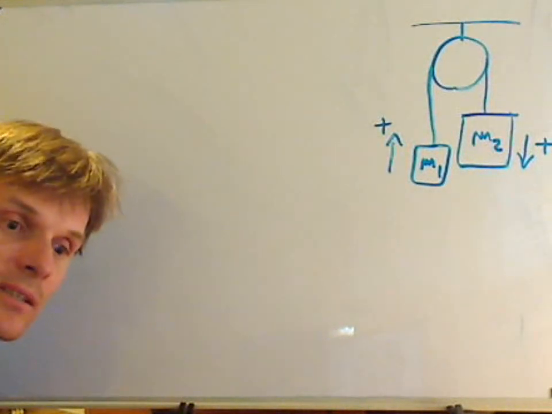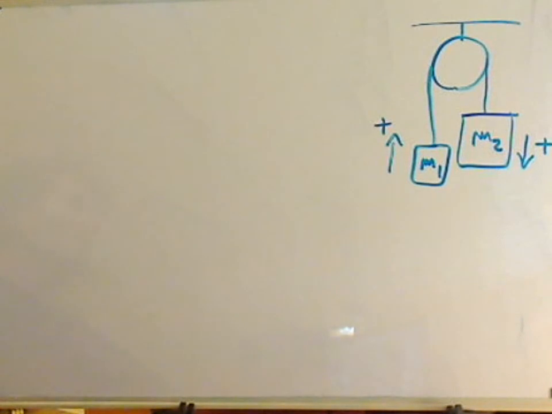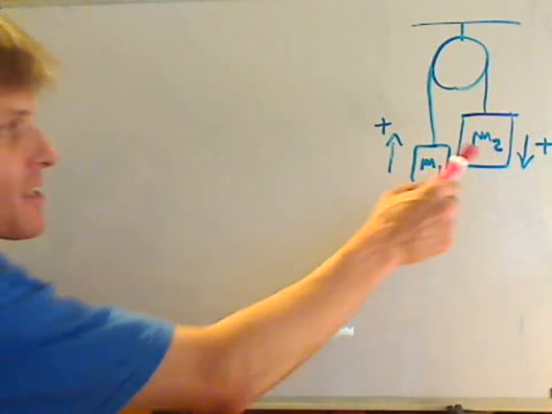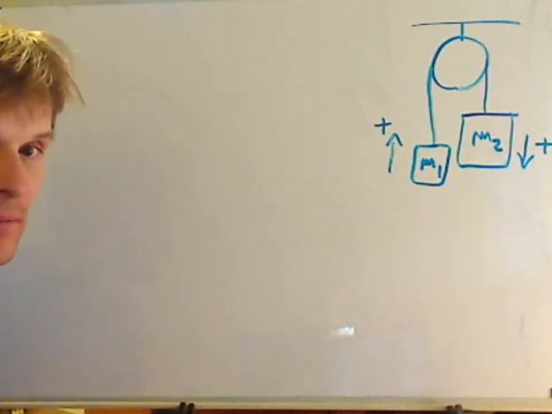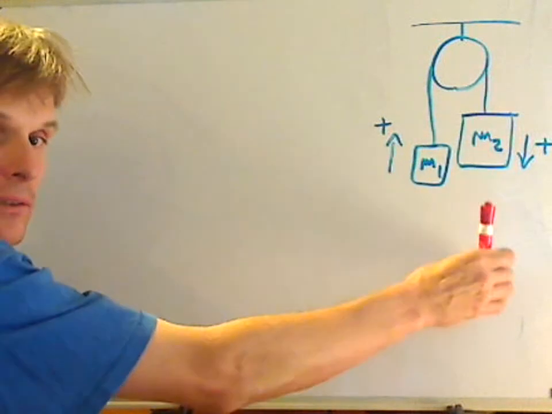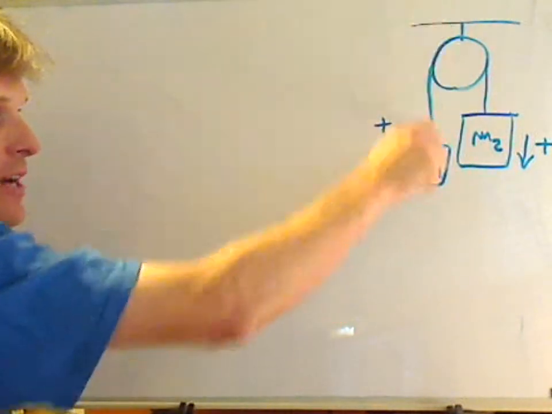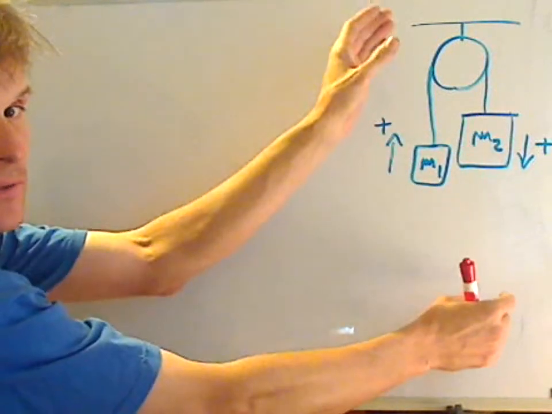Okay, so let's work this Atwood machine problem here. Basically we have a mass of 3 kilograms and a mass of 1 kilogram. So we know what's going to happen. M2 is going to fall down and M1 is going to go up because they're connected by this rope. So it's going to be sort of this type of motion.